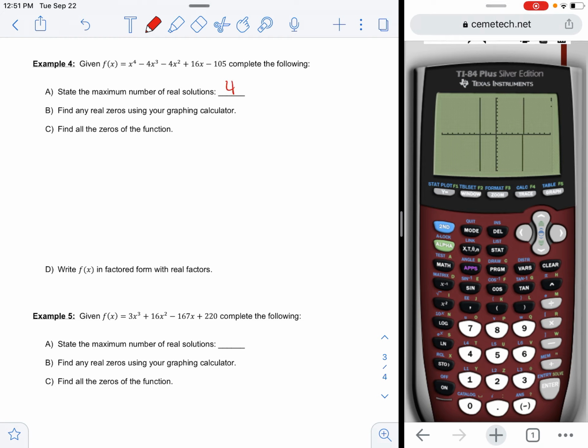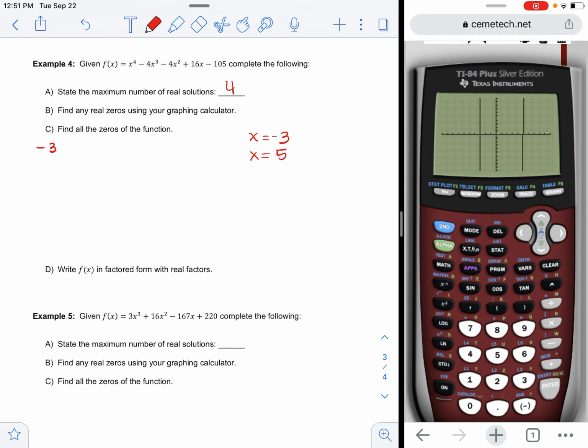State the maximum number of real solutions. I'm going to have at most 4 real solutions. All right, looking at my calculator, I can see 2 of my 4 solutions right now. The one on the left is x equals -3. The one on the right is x equals 5.